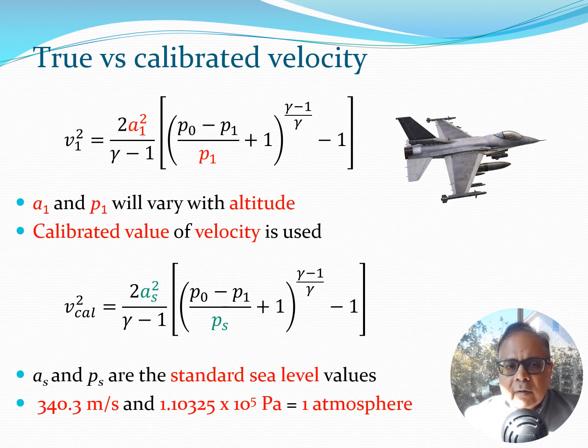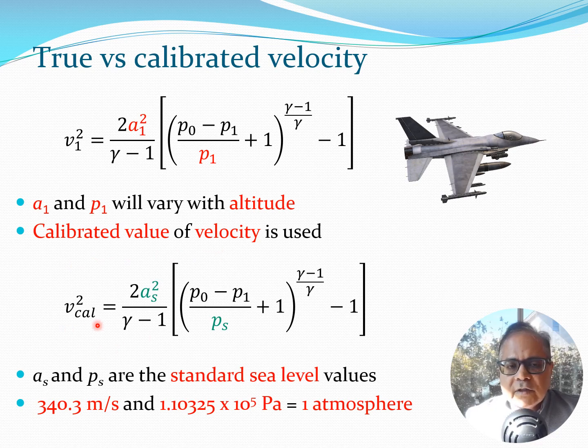To solve that problem, essentially we turn to something known as calibrated velocity. Just for reference, I have written out the previous equation here, and I posed the question in the previous slide: how do we get A1 and P1? Remember, they are going to vary with the altitude you are at. For example, if a particular flight vehicle is flying at a certain height, the A1 and P1 are going to vary depending on the height concerned, and we may not know these values. So what is done is we use a calibrated value of velocity in many situations.